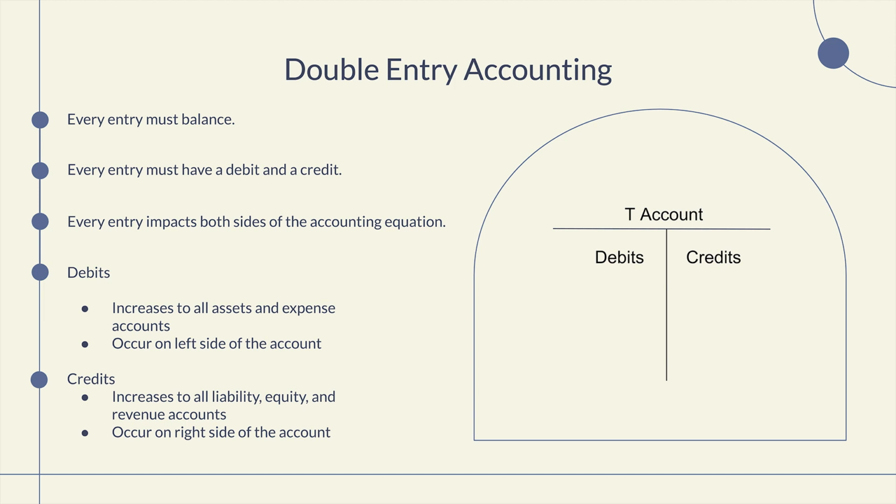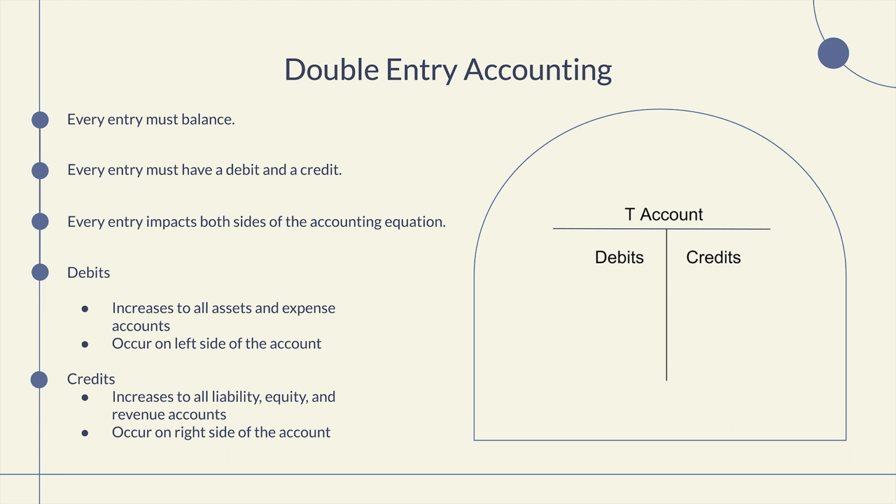As these economic events ebb and flow, it is through double entry accounting that we impact the financial position of the company. Under double entry accounting, every entry must balance, every entry must have a debit and credit, and every entry impacts both sides of the accounting equation. The accounting equation is defined as assets equal liabilities plus owner's equity.